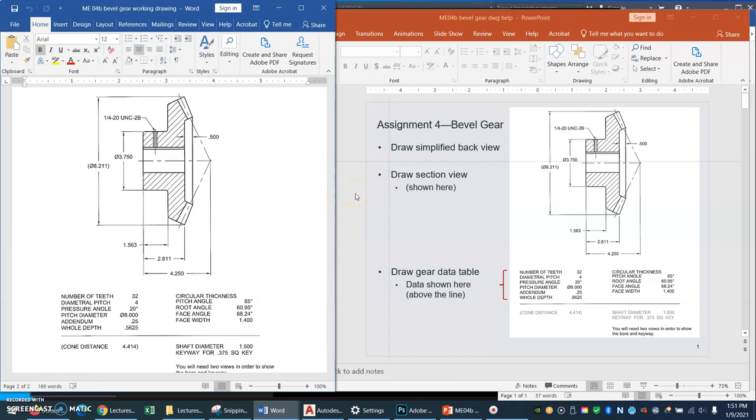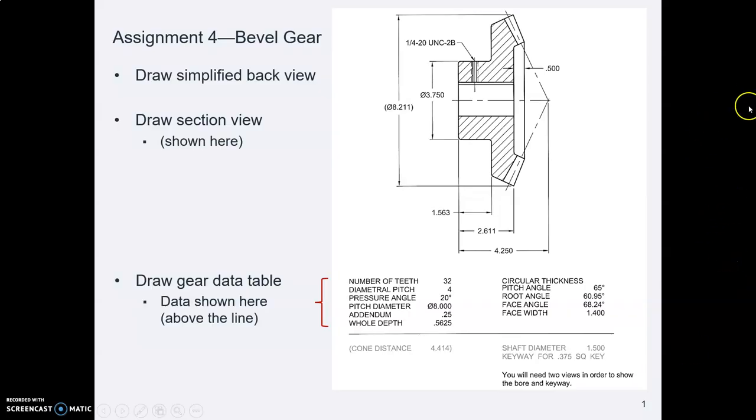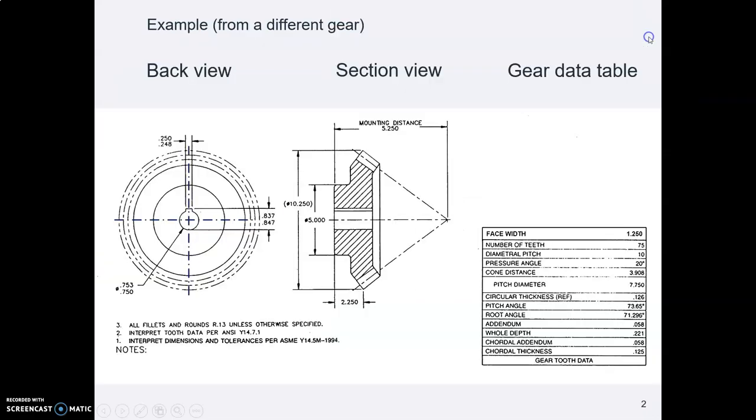All right, let's go over to our PowerPoint slides and go through this a little bit. I say draw a simplified back view. What I mean by that is that the circular view should be on the left side of this section view, for the reason that, here's an example from the book. This is a different gear, but it illustrates the point.